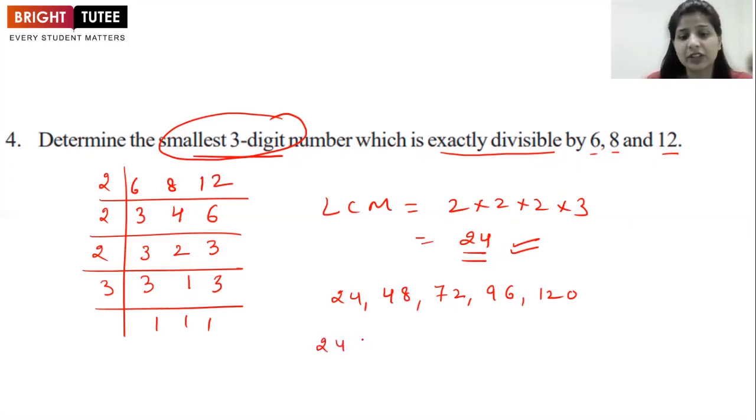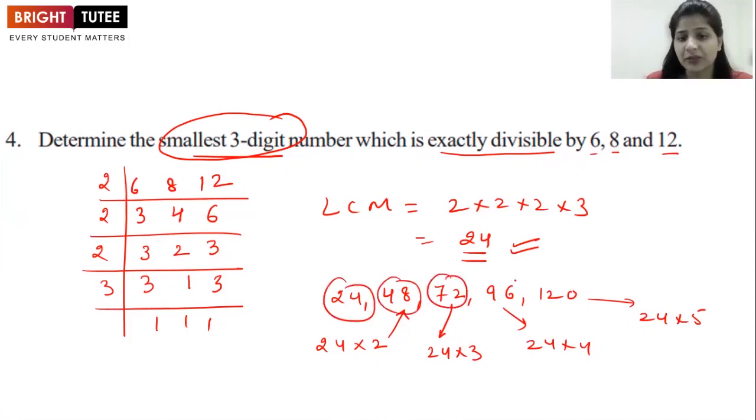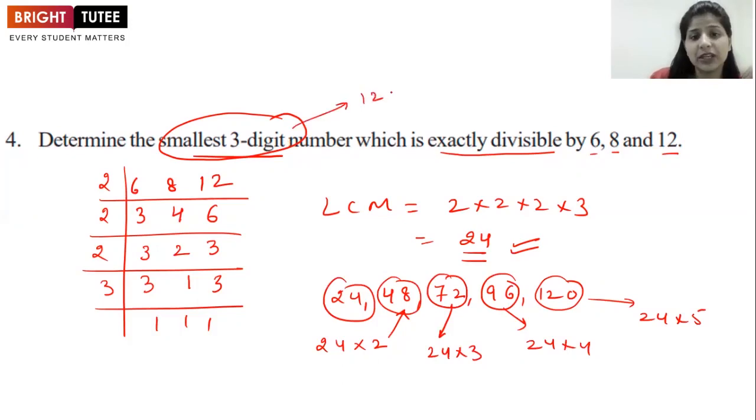Now after 24, we will have 24 into 2. The next will be 24 into 3. Next would be 24 into 4 and next number would be 24 into 5. These are all multiples of 24, which are actually common to 6, 8 and 12. They are common multiples of these three numbers and also divisible. Obviously, when they are multiples, they would be divisible by these three numbers. So out of all, when I look for the first 3 digit number, that comes out to be 120. So what would be the answer? The smallest 3 digit number would be 120, which is exactly divisible by 6, 8 and 12.